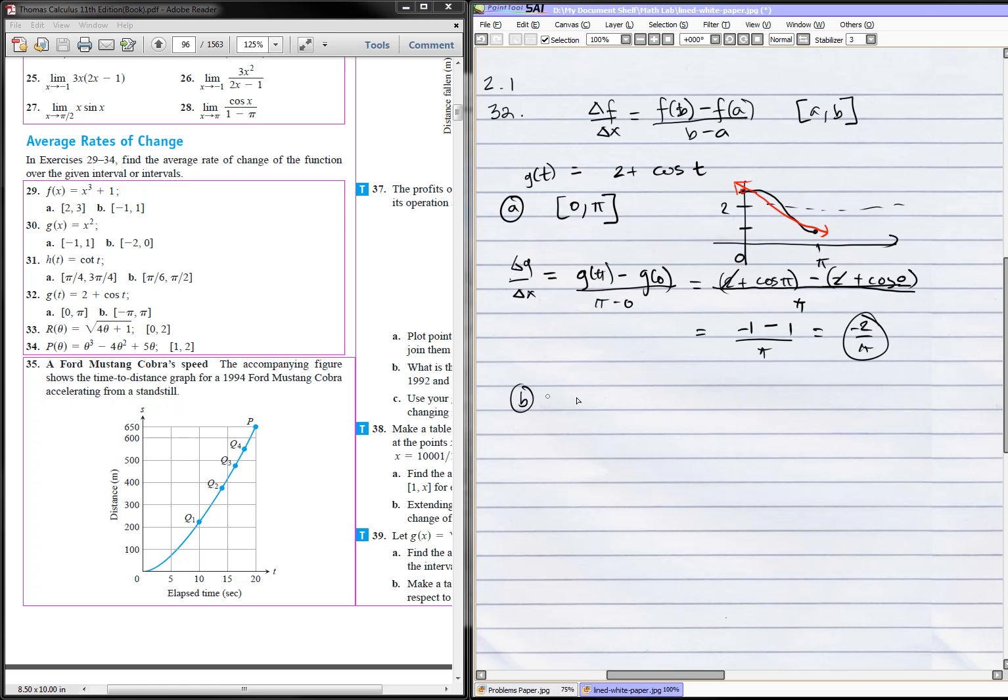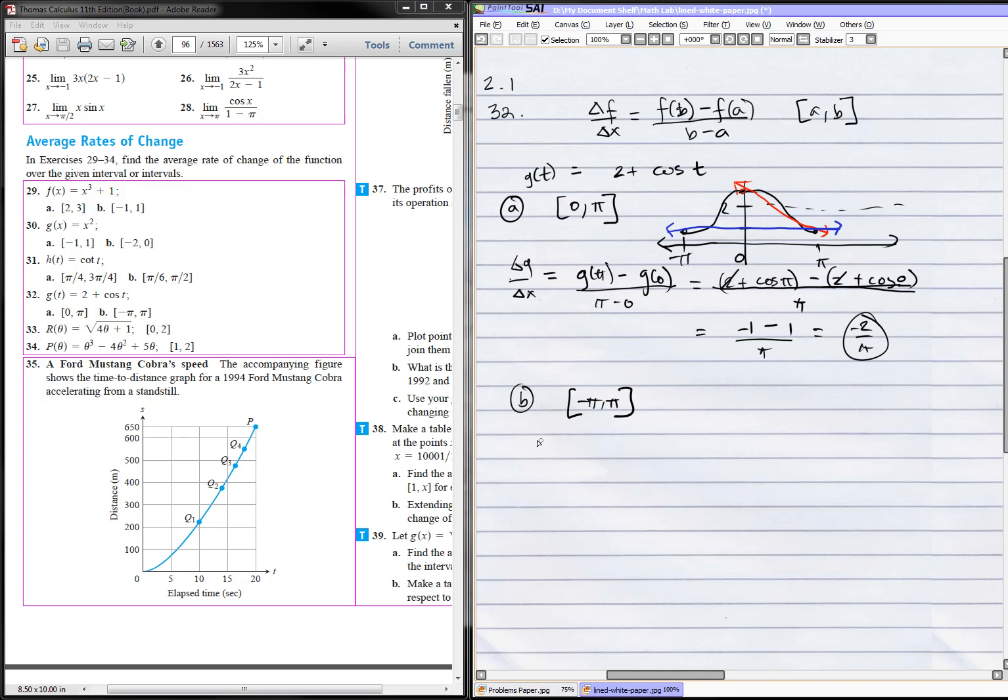Part B. Now we're doing the interval from negative pi to pi, basically extending the interval longer. Let's go back to our original graph up here. If we want to extend this to negative pi, this graph is just going to go back down again because cosine is symmetric. So our new average rate of change should be flat. So we're expecting to get 0.